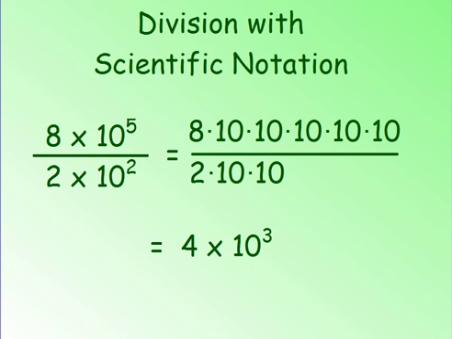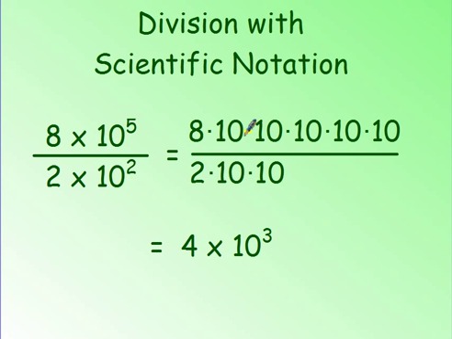Now let's talk for just a minute about division with scientific notation. Division with scientific notation is even different from multiplication. I have 8 times 10 to the 5th power divided by 2 times 10 to the second power. I've actually taken the time to write out what this means. I have an 8 and 5 tens, all being multiplied together. In the denominator, I have a 2 and 2 tens being multiplied together.